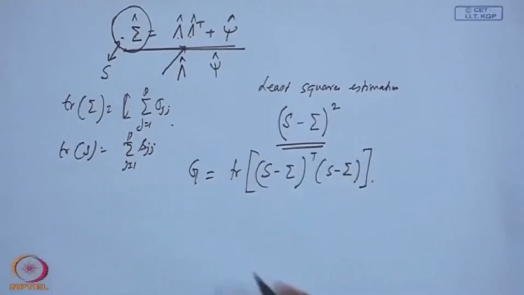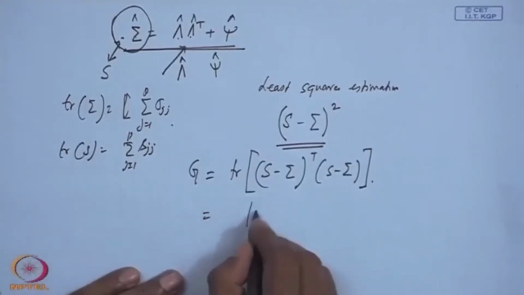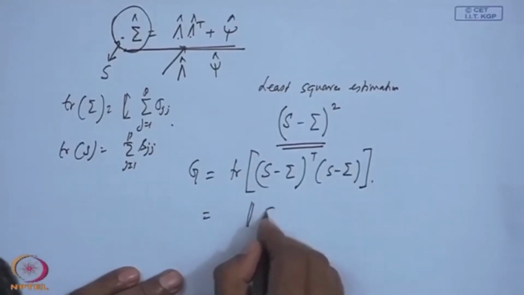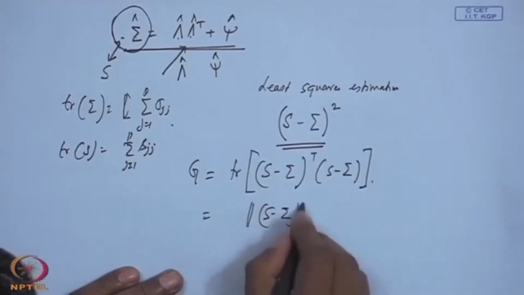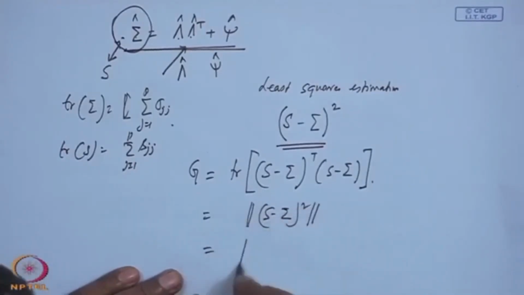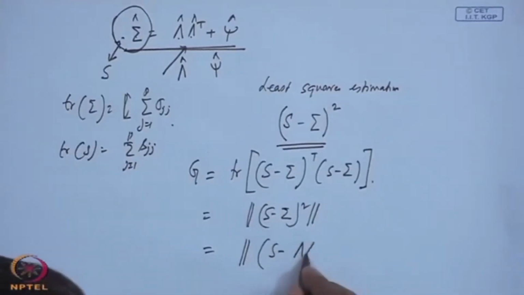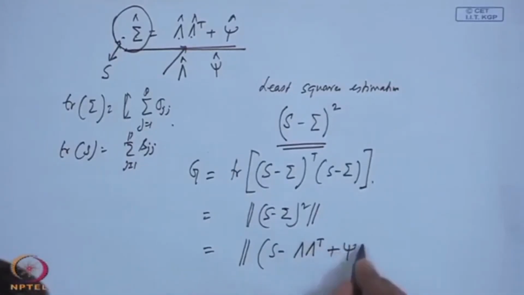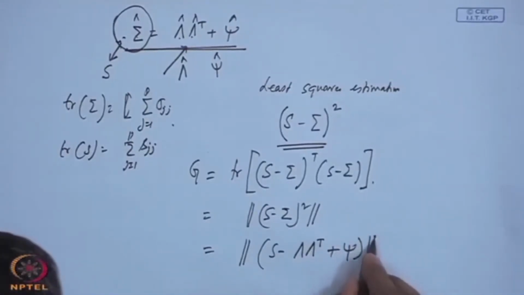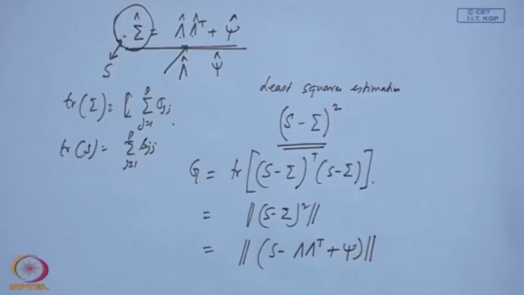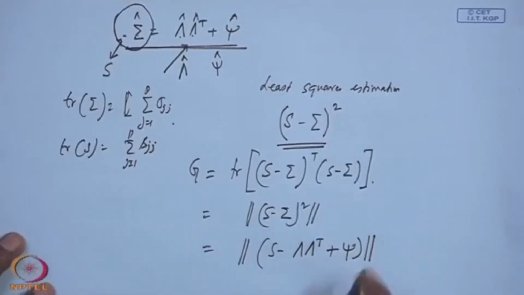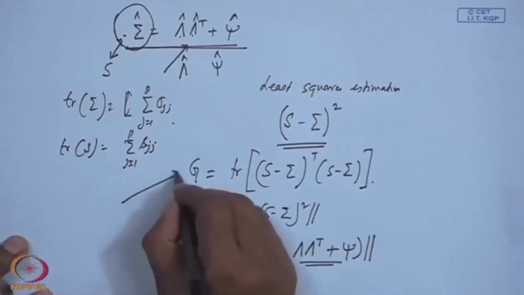Okay. So essentially this leads to that norm, second norm. Instead of S, if we write lambda transpose plus epsilon plus psi, this is what is sigma. So we want to minimize this function.